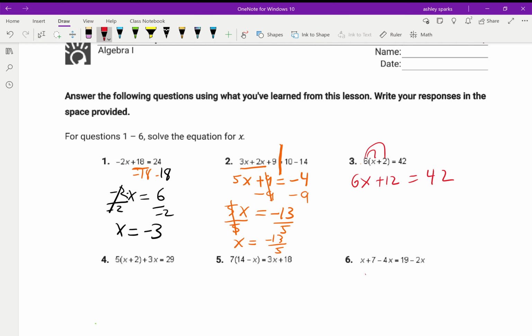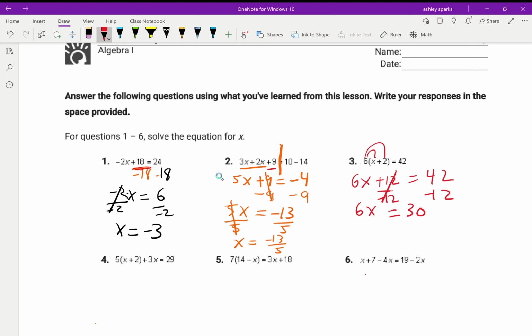Once I've done that distribution, guess what? I'm back to that two-step equation. I saw plus 18, I saw plus 9, now I see plus 12. The opposite of plus 12 is to subtract 12 from both sides. So that gives me 6x, 12s have canceled, equals 30.